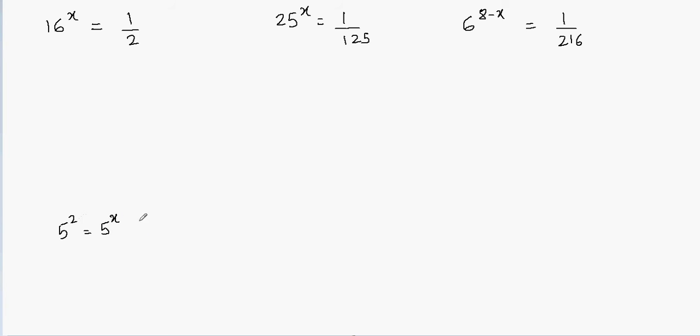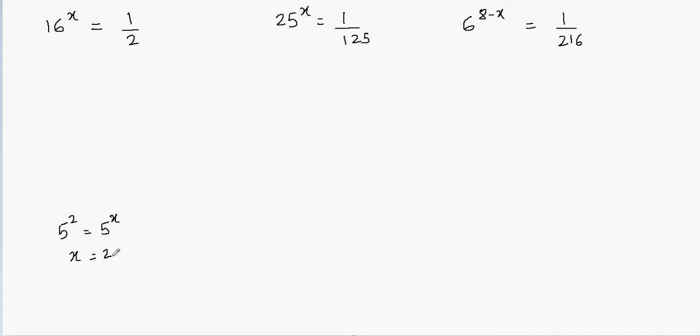Now what will make this equation true? What value of x will make this equation true? The only value which will make this equation true is x should be 2. Because if x is 2, 5 squared is equal to 5 squared. So x should be 2.